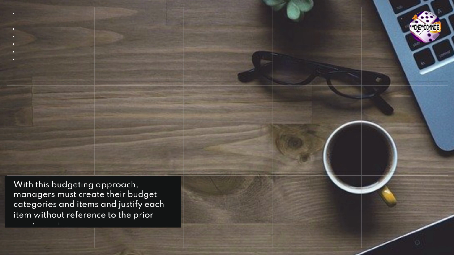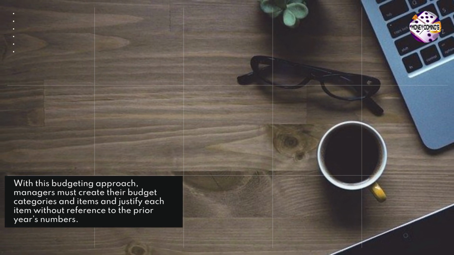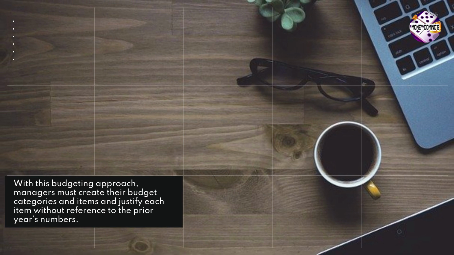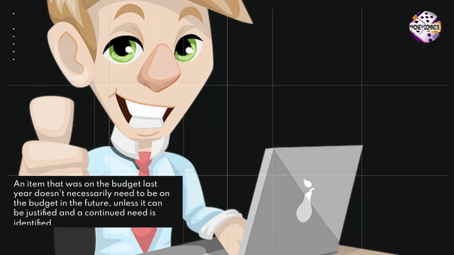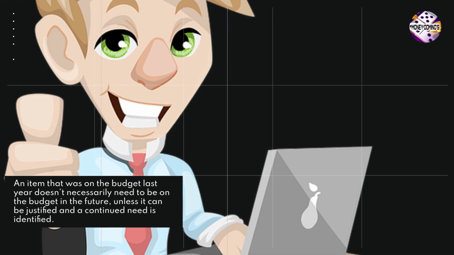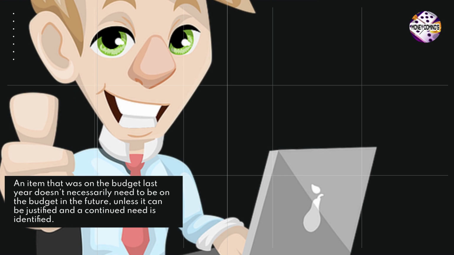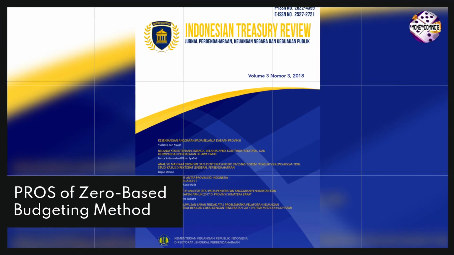With this budgeting approach, managers must create their budget categories and items and justify each item without reference to the prior year's numbers. An item that was on the budget last year doesn't necessarily need to be on the budget in the future, unless it can be justified and a continued need is identified. Pros of zero-based budgeting method.